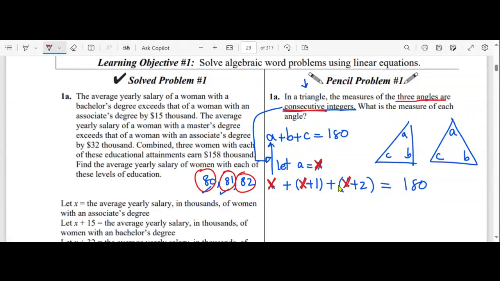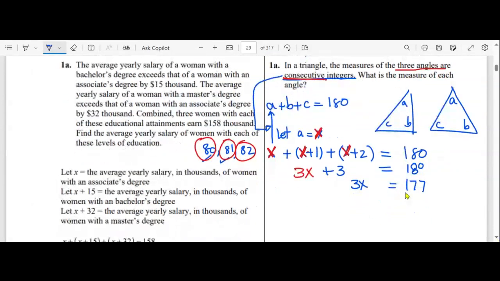That's all I did. Now, how many X's do you have? 3 X's. Okay? And how much in numbers? 1 plus 2 equals 3, so 3X plus 3 equals 180. Move the 3 to the other side. What do you get? 177. Now, I'm going to divide 177 by 3, because I need to cancel the 3 with the 3. So X equals how much?